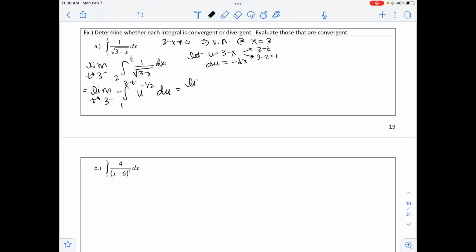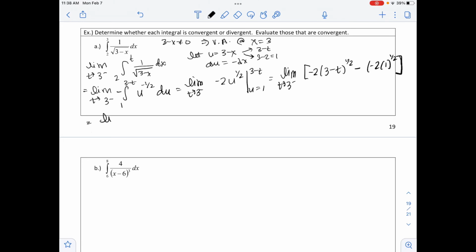So first thing we write is limit as t approaches 3 from the left. Integrating this, we get negative 2u to the positive 1/2, evaluated from u equals 1 to 3 minus t. So we have the limit as t approaches 3 from the left of, evaluating this at our upper limit, negative 2 times 3 minus t to the 1/2, minus, and then evaluating this at 1, negative 2 times 1 to the 1/2.